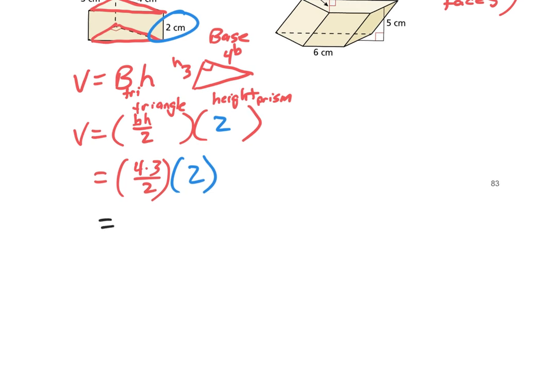So 4 times 3 is 12. 12 divided by 2 would be 6. And then we take 6 times 2.